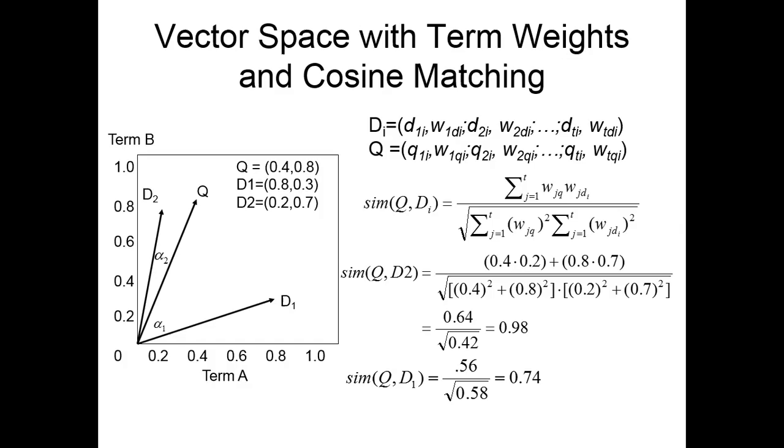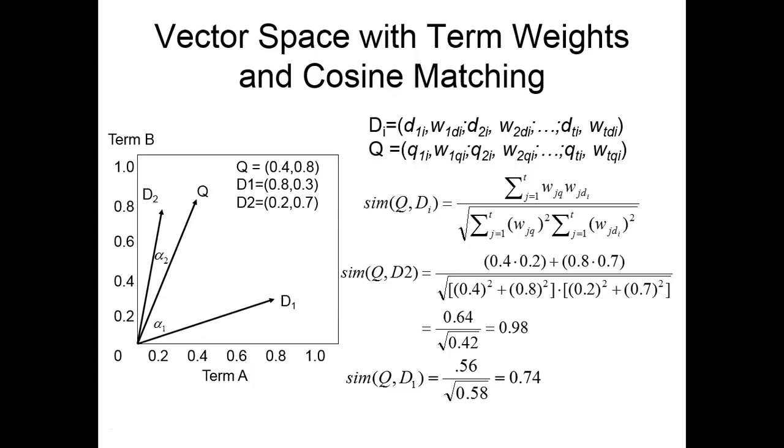When we come to the similarity between the query and document 1, again we multiply 0.4 times 0.8 plus 0.8 times 0.3, divided by the square root of the length of the query. That means 0.4 squared plus 0.8 squared, multiplied with the length of document 1. That means the square root of 0.8 squared plus 0.3 squared. That will give us 0.74. So which document, document 2 or document 1, is more relevant for the given query?